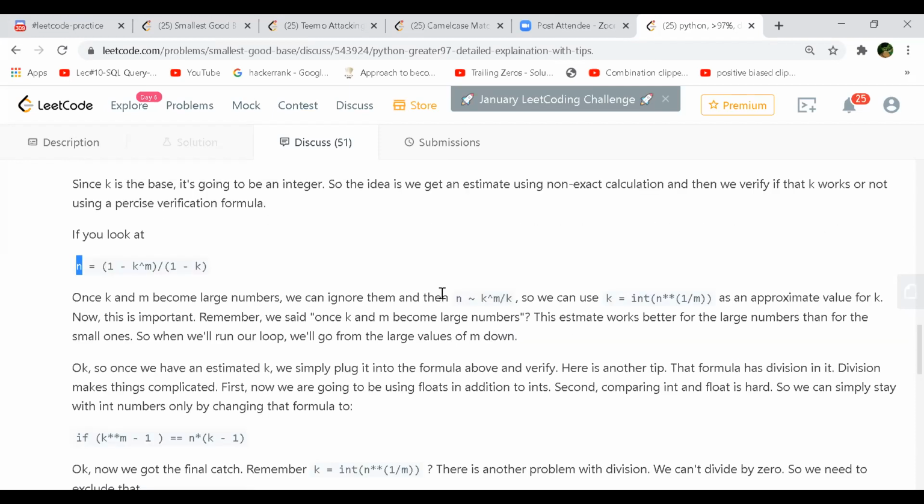And here there are some approximations they are doing, like k raised to the power m upon k. I mean, they are dividing this equation by k and treating this as almost equal to n. If k and m both become large numbers, we can ignore them, and then finally your n boils down to k raised to the power m upon k. They are ignoring this one from here and this one from here, only under the condition that k, m, n are very large numbers. Okay, it's totally based on approximation, right?